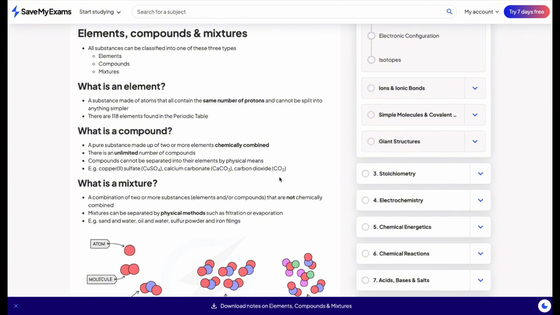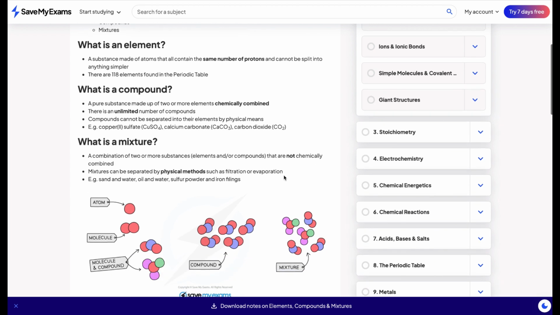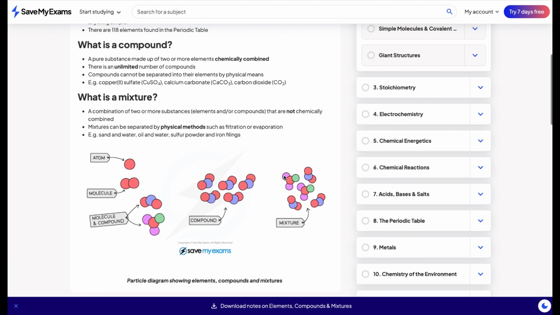Carbon dioxide is a compound, water H2O is a compound, sodium chloride, table salt, is a compound. So things that chemically combine together are called compounds. Now we move on to mixture.